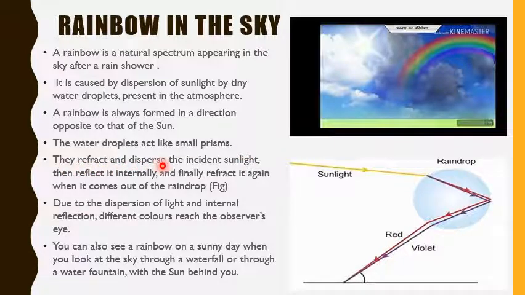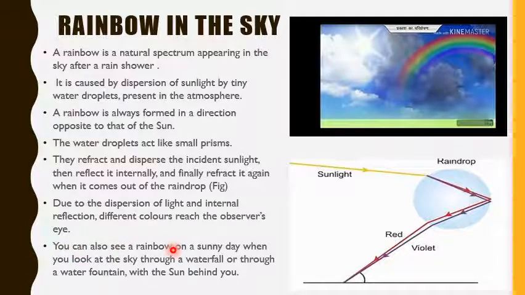The water droplets act like small prisms. They refract and disperse the incident sunlight, then reflect it internally and finally refract it again when it comes out of the rain drop. So two times refraction, and once reflection. Due to the dispersion of light and internal reflection, different colors reach the observer's eye. Okay, so due to dispersion of light and internal reflection, that is refraction of light.